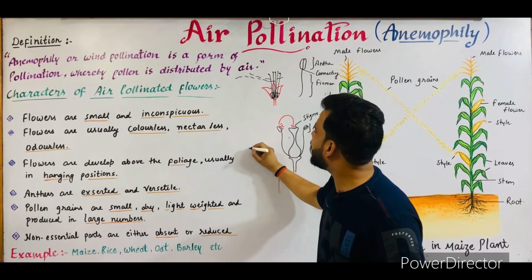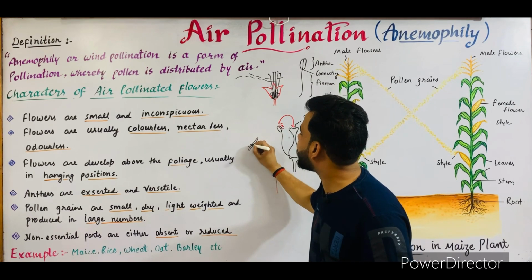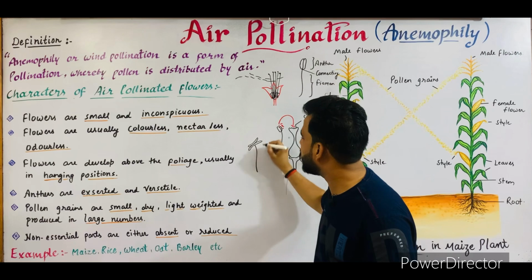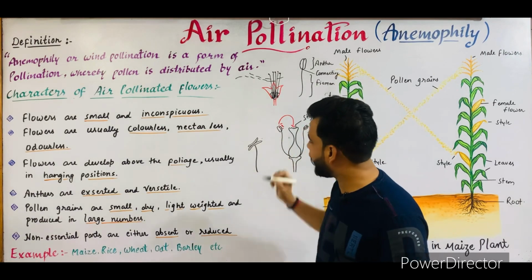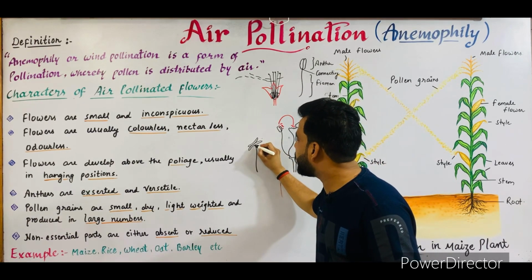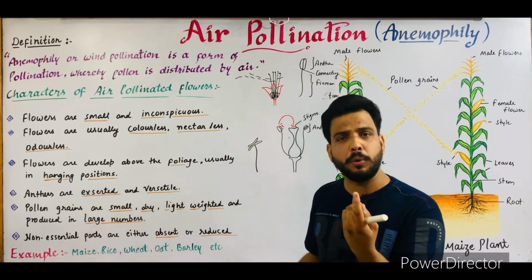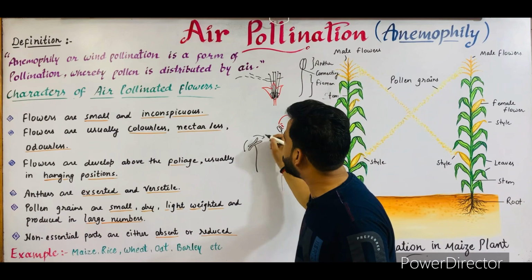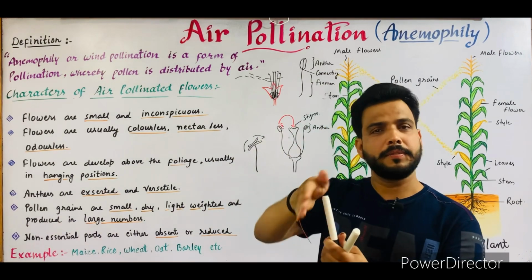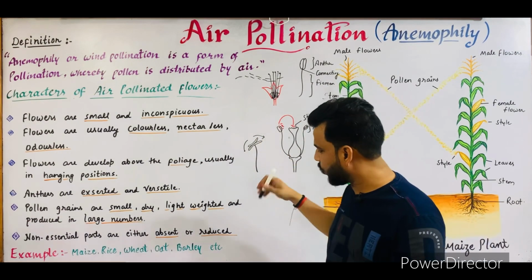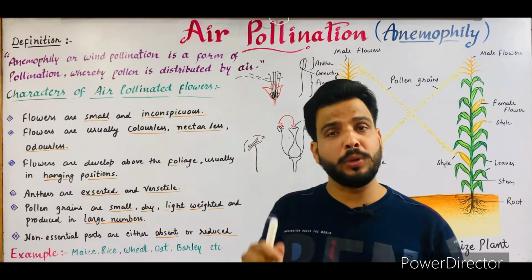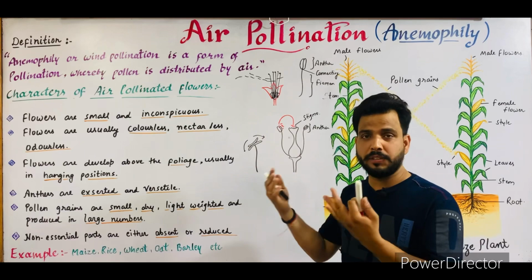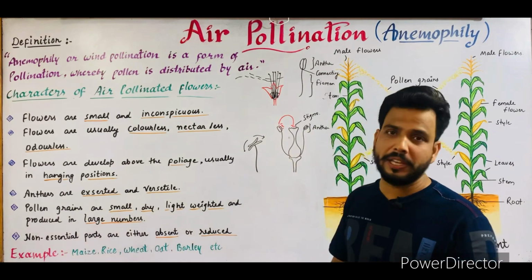When the anther is loosely attached to the connective, so this is the filament, this is the anther, and these are the anther lobes, the filament is connected to the anther at a single point or very loosely, so that it can be moved freely in both directions like this. This type of anther is known as versatile, and the versatility of this anther helps it receive the air to complete the process of air pollination.